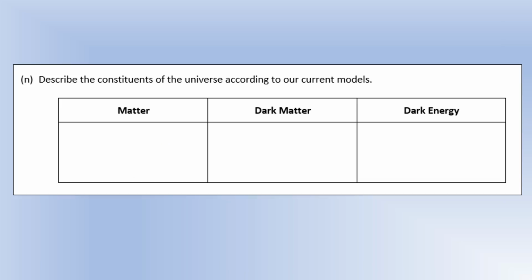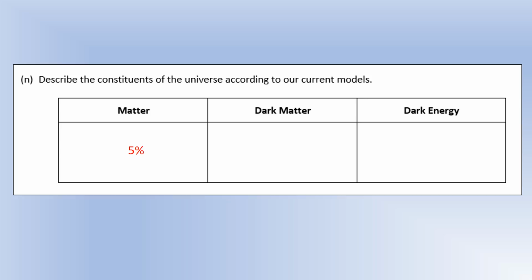Okay, so to finish off, looking at the constituents of our universe according to our current models of how physics works. We currently reckon that about 5% of the universe is made of matter. That's our protons, neutrons, electrons, all of the things that we associate as the building blocks of everything. So we basically can't really see or measure 95% of our universe, which is really scary to a lot of people.